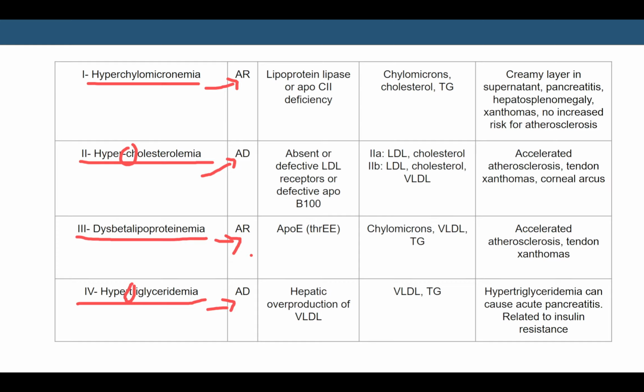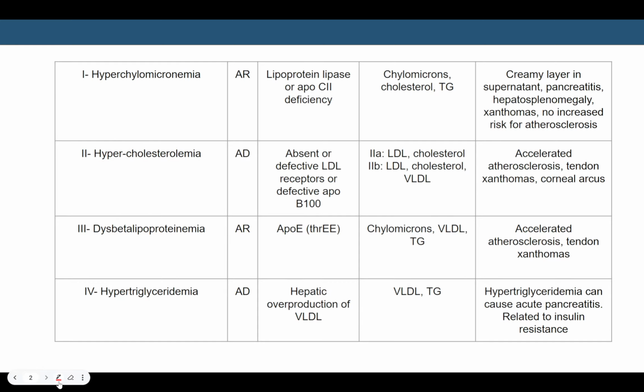So you have to know these first. Then we have to know the cause. So what is causing these? So the cause of these, you have to know for hyperchylomicronemia, it's lipoprotein lipase or ApoC2 deficiency. And for type 2 hypercholesterolemia, it's absent or defective LDL receptors or defective ApoB100. And beta lipoproteinemia, it's ApoE. So there's a problem with the ApoE receptors. And for type 4, we have hypertriglyceridemia. The cause is hepatic overproduction of VLDL.